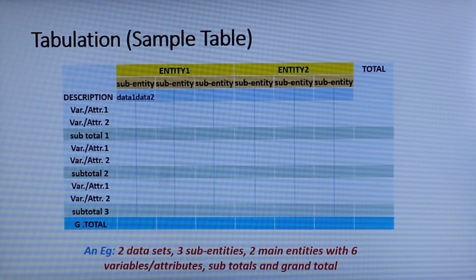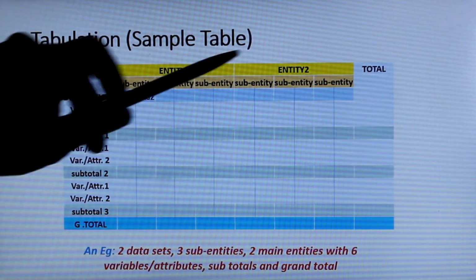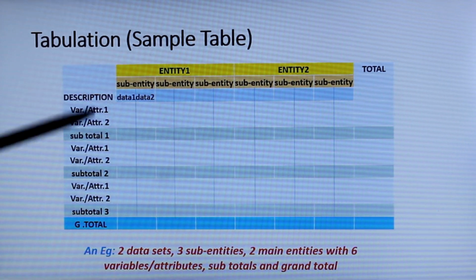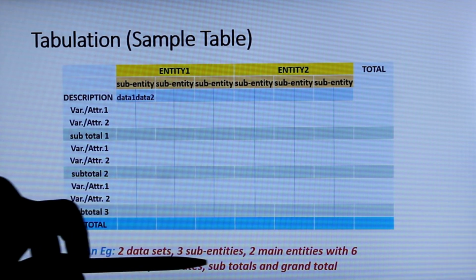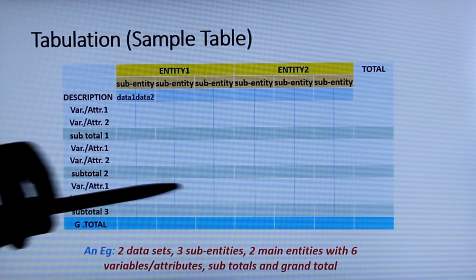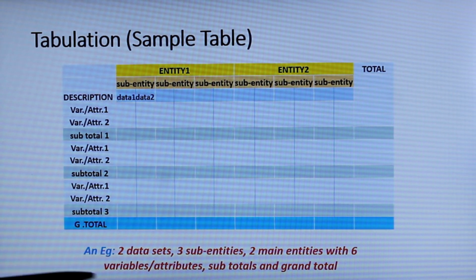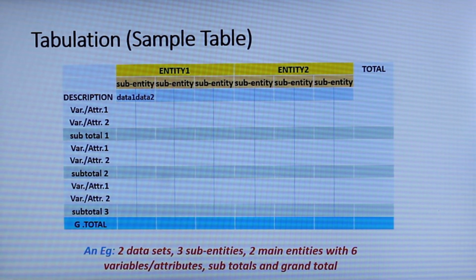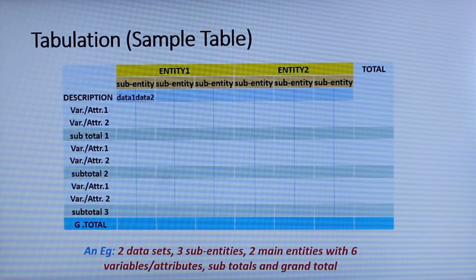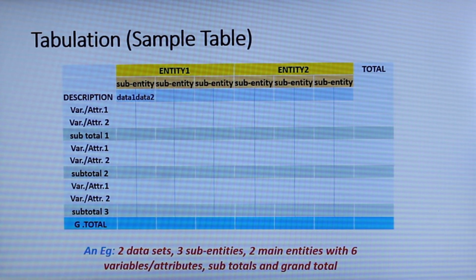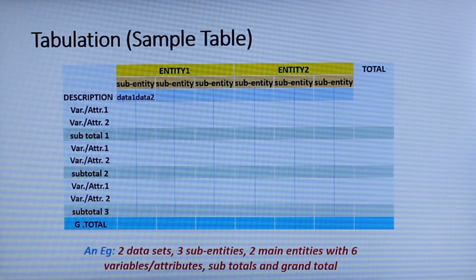This is just an example showing several entities, sub-entities, and also variables. So you can see that in a two-dimensional table you are able to represent so many things: 2 data sets, 3 sub-entities, 2 main entities, variables, attributes. It depends on one's imagination, but more importantly, if you have a clear objective, you can focus and make an excellent table for thorough analysis.